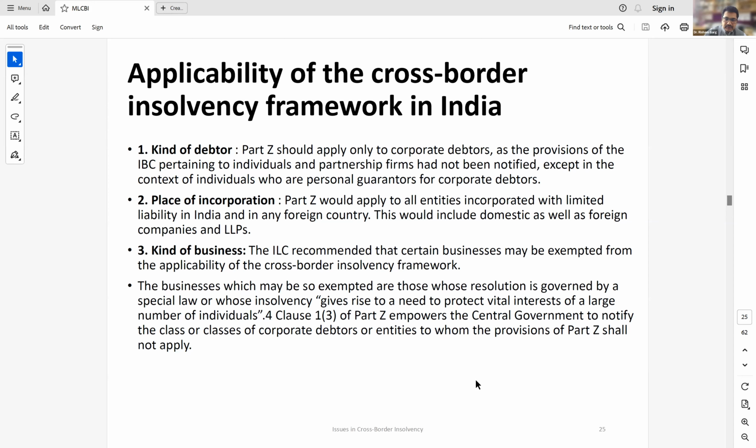And the fourth clause of Part Z empowers the central government to notify the class or classes of corporate debtors or entities to whom the provisions of Part Z shall not apply.